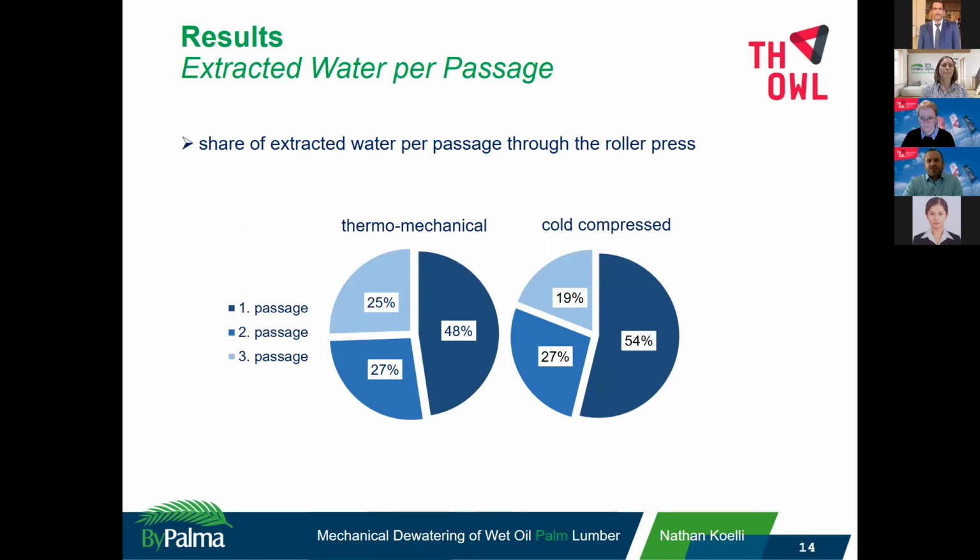So this slide shows the extracted water per passage. The graph shows the share of the extracted water per passage through the roller press for the thermo-mechanical and the cold compressed boards. And in general, it can be said that half of the extracted water is squeezed out in the first passage, with a slightly higher share in the cold compressed boards, because there the share of the last passage is only 19%, while the thermo-mechanical boards still have a share of 25% in the last passage.